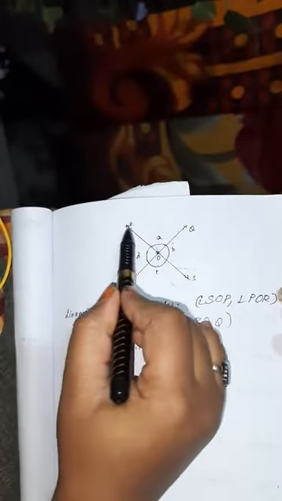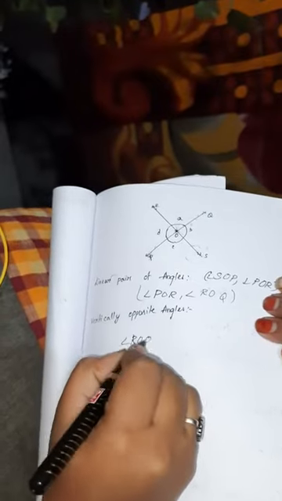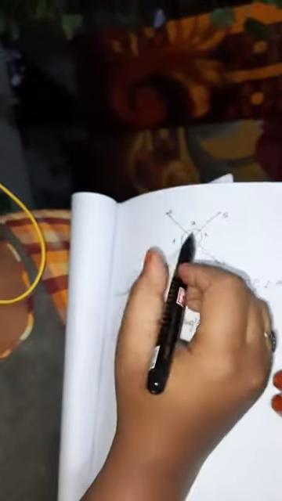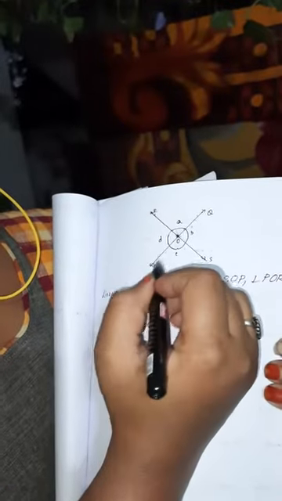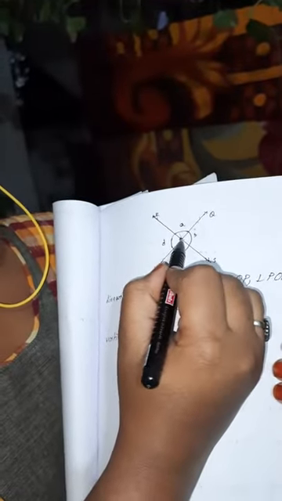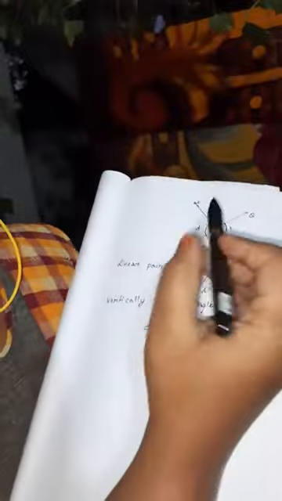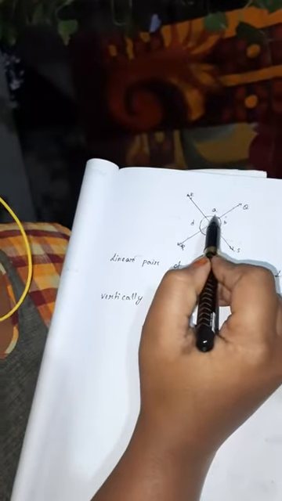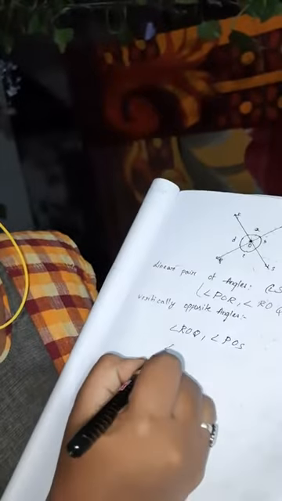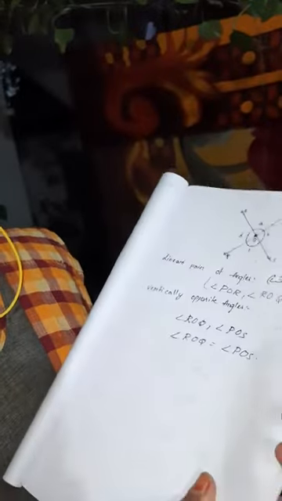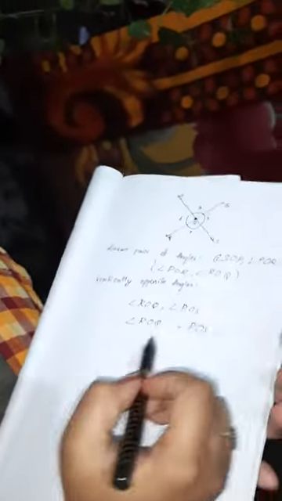If we observe this diagram, here angle ROQ and angle POS are vertically opposite to each other. These two angles share a common vertex but no common arm. So here the vertically opposite angles are equal. Let's prove it. That means angle ROQ is equal to angle POS.